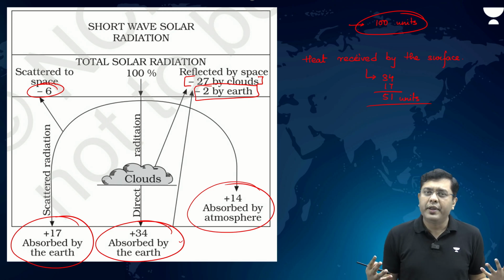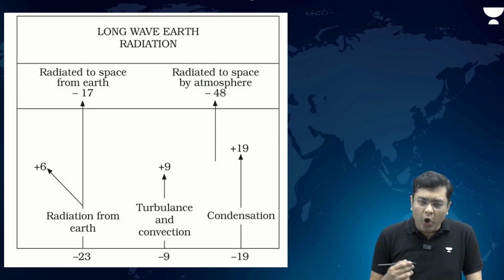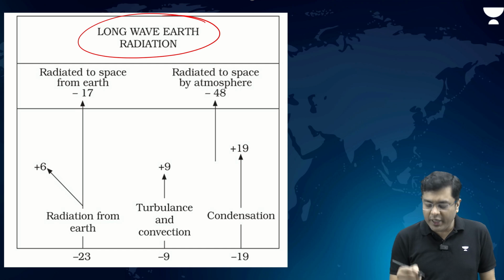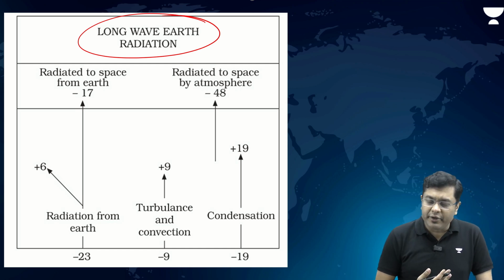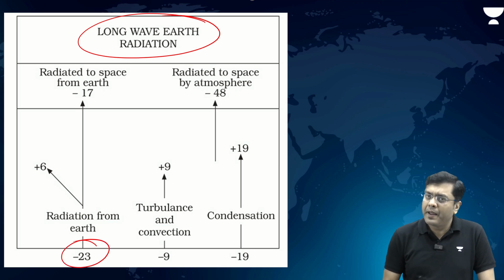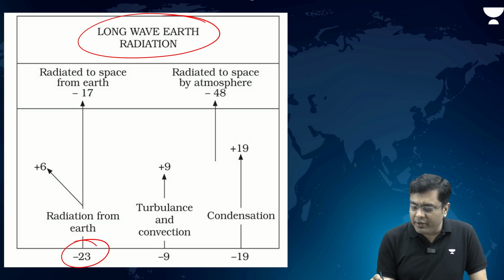Yes. How? That happens in the form of long wave terrestrial radiation. Here, observe this. Due to direct terrestrial radiation, the planet's surface loses 23 units directly. So, by the terrestrial radiation, 23 units are lost.